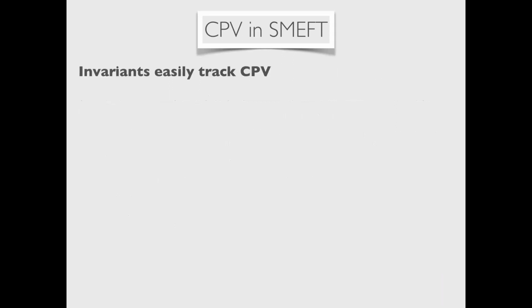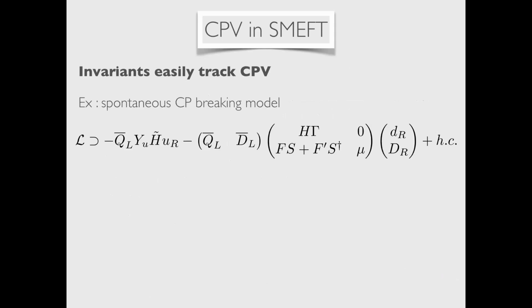The final thing I wanted to say about these invariants is that they allow us to easily track CP violation. What I mean by track is to see how CP violation is transmitted from UV models to the SMEFT. The example I would like to discuss is a simple model of spontaneous CP breaking, for which I forgot to put a reference. I think it's a paper of Branco, Silva, and probably others.